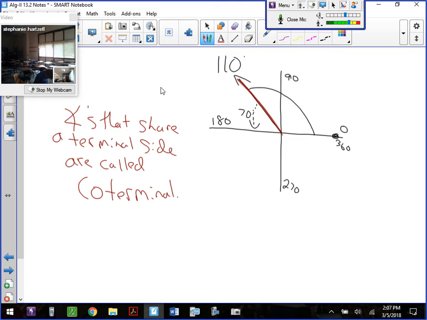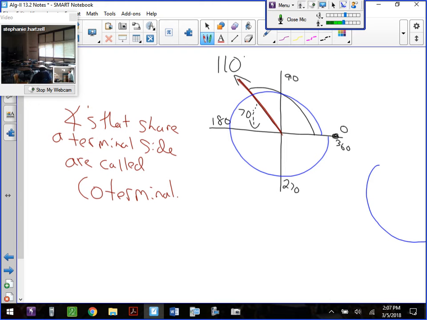So if I'm looking at 110 degrees, what would I have to add or subtract to 110 degrees to wind up back at 110 degrees? Well, if I add 180 to it, don't I just wind up down here? I have to add 360 to it. Everybody see that?